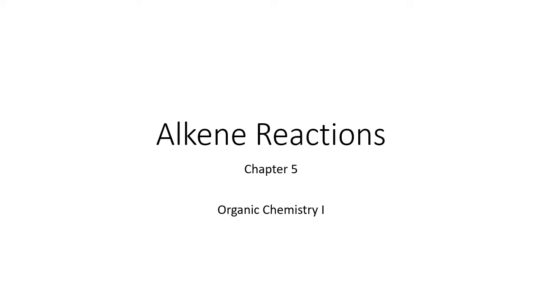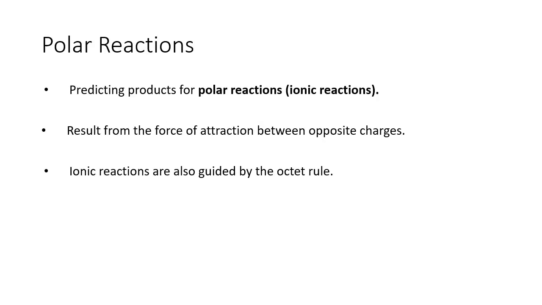can tackle full-blown mechanisms. We're going to start by looking at something called polar reactions. Another name for polar reactions is ionic reactions. And your goal is that you can predict the products for these reactions. And also, in addition to predicting products, you'll also be able to predict reactants if you are given one reactant and then a product and you want to figure out what the missing reactants are.